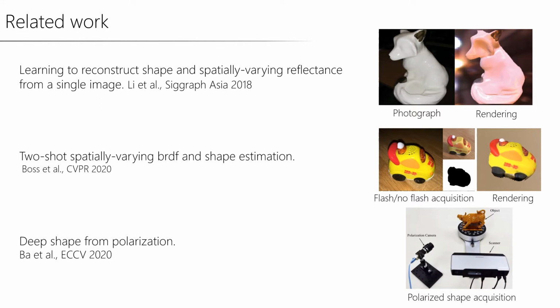Last year, Ba and colleagues also used polarization, but extract only the object shape and rely on environment illumination instead of a flash, limiting the quality of the recovered polarization signal.